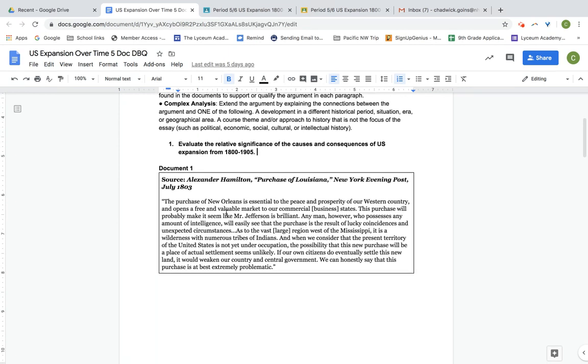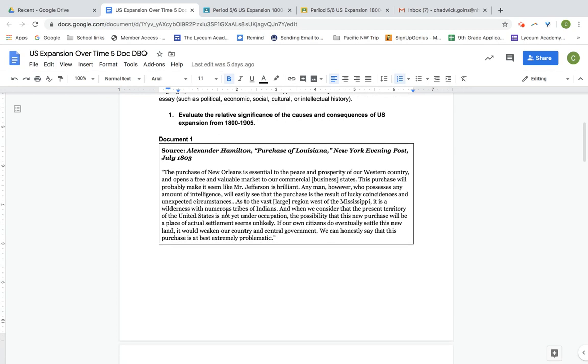So you've got Alexander Hamilton talking about the purchase of Louisiana. First off, remember Hamilton and Jefferson were bitter rivals. So this is a really interesting document where Hamilton talks about Thomas Jefferson and acknowledges that he did okay, but that he really lucked into this. He said this purchase will probably make it seem like Mr. Jefferson is brilliant. He said any man, however, who possesses any amount of intelligence will see that the purchase is a result of lucky coincidences and unexpected circumstances. A.K.A. Hamilton says, whatever, Jefferson lucked into this. It's not really his own doing.